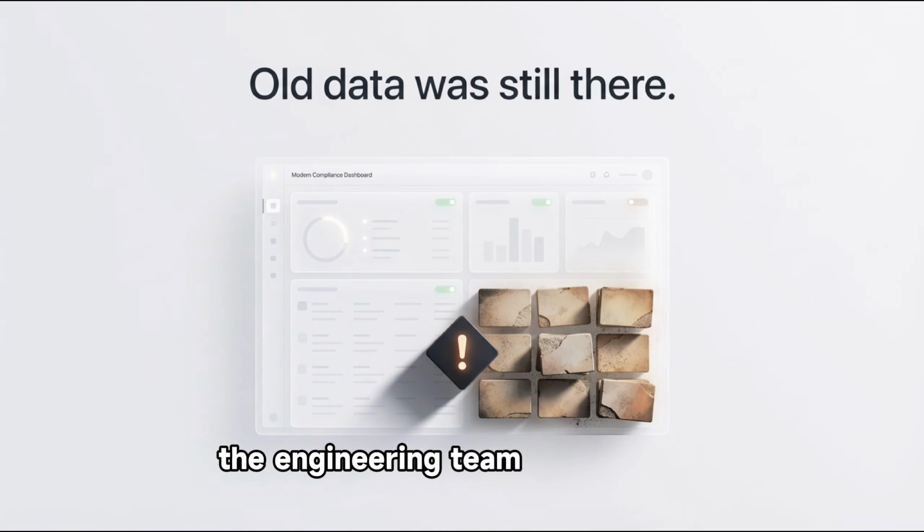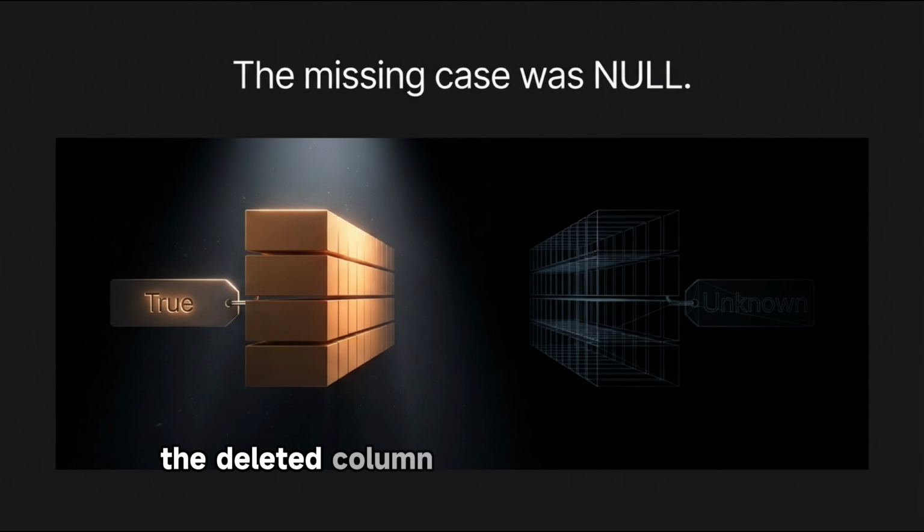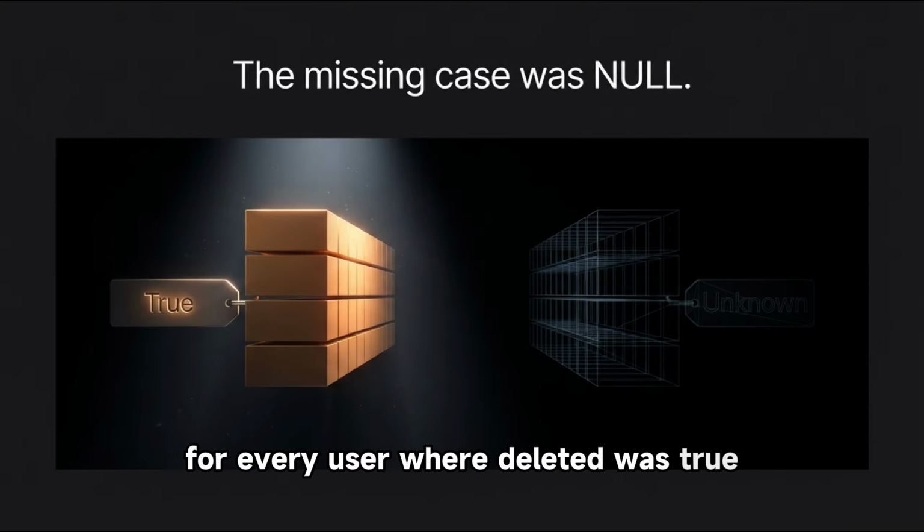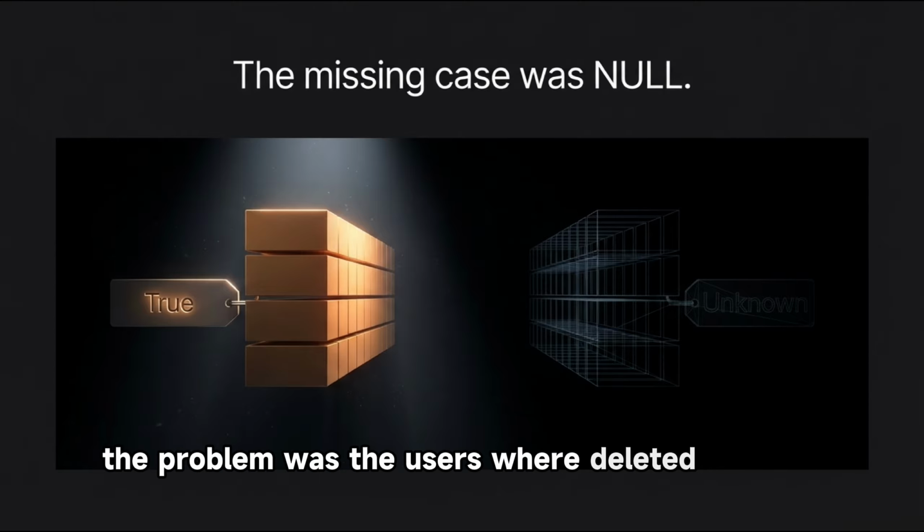The engineering team investigated. The deleted column was working correctly. The nightly job was running correctly. The personal data was being purged correctly, for every user where deleted was true. The problem was the users where deleted was null.